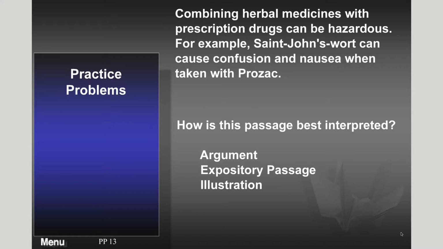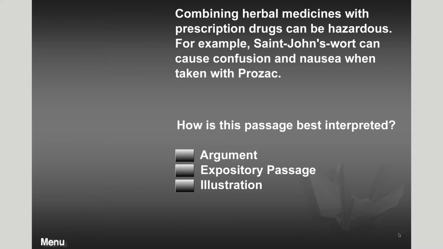So let's try another practice problem. Combining herbal medicines with prescription drugs can be hazardous. For example, St. John's wort can cause confusion and nausea when taken with Prozac. So first, we can think of this as two things. Perhaps it's an illustration, or perhaps it's an argument. Okay? So the "can be hazardous" isn't saying that all herbal medicines with prescription drugs can be hazardous, but it's merely saying that it can be hazardous. Right? So we get what could be either an argument from an example or an illustration.